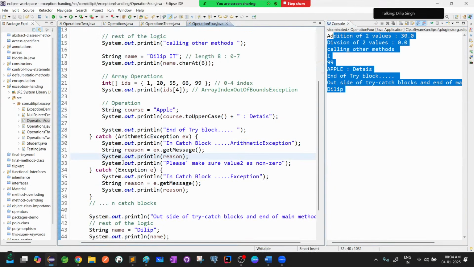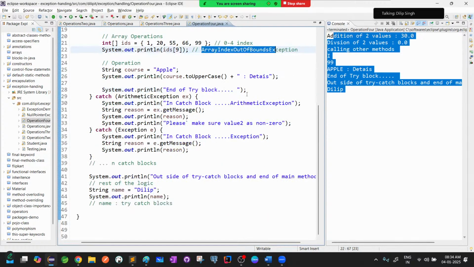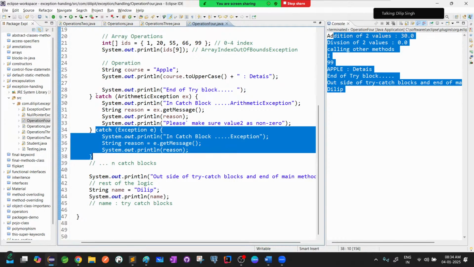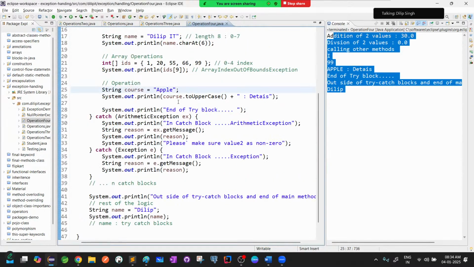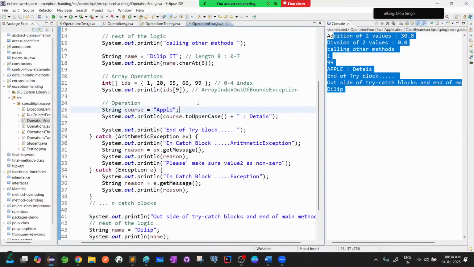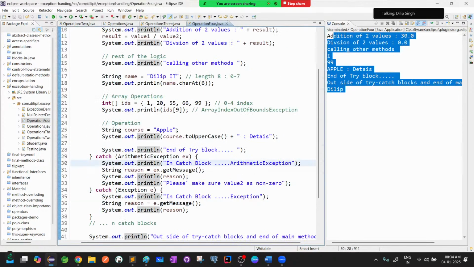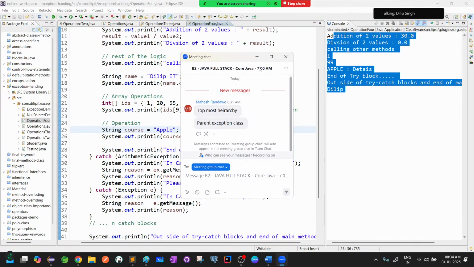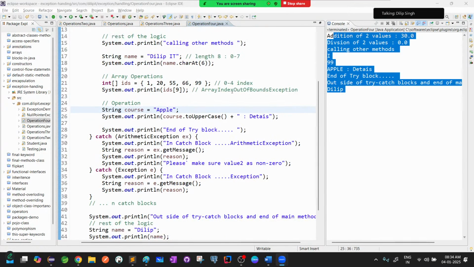Fine, that's okay. Now my point is, you got an exception this time here. Index 9 you have given. So what exception? Array index out of bounds exception. But do you have a catch block for array index out of bounds exception? No. But in this case, will a catch block be executed or not? Will my program be executed successfully or not? That is my question. Yes, it is going to be executed. Why? For every exception class, Exception is a parent. So it did not find the array-specific one, but found the parent one.